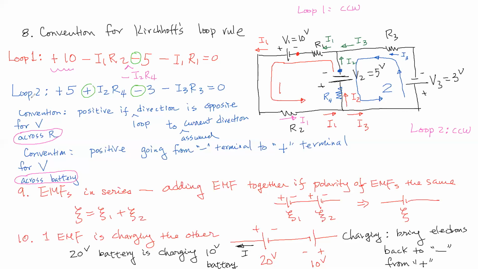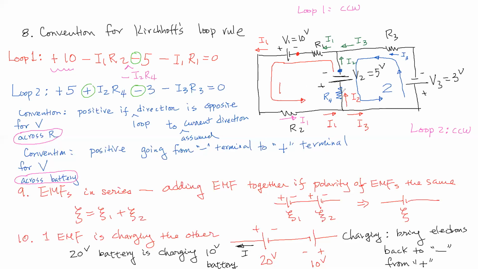So for loop 2, I'm looking at this counterclockwise. You can see my I3 is the same direction as my loop direction, but my I2 is the opposite direction of my loop direction. Okay, so for loop 2, I'm starting from here, I put a dot right there. So go from minus to positive. So that's add 5, plus 5.